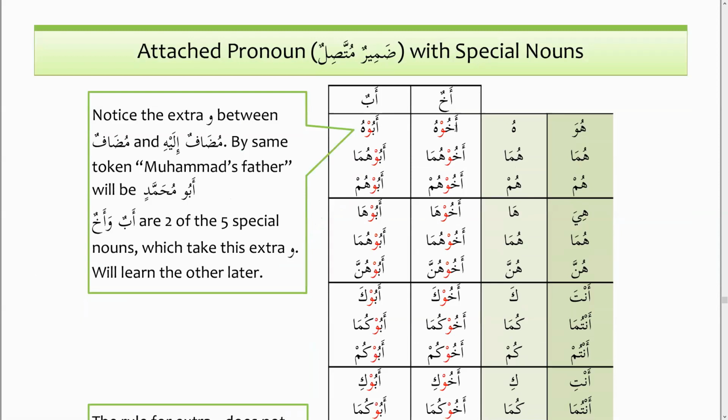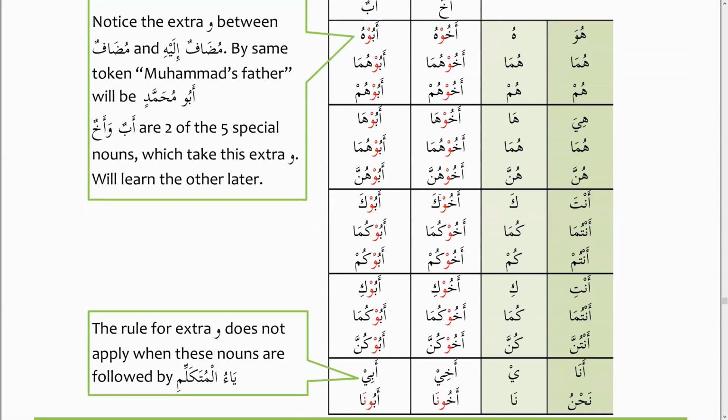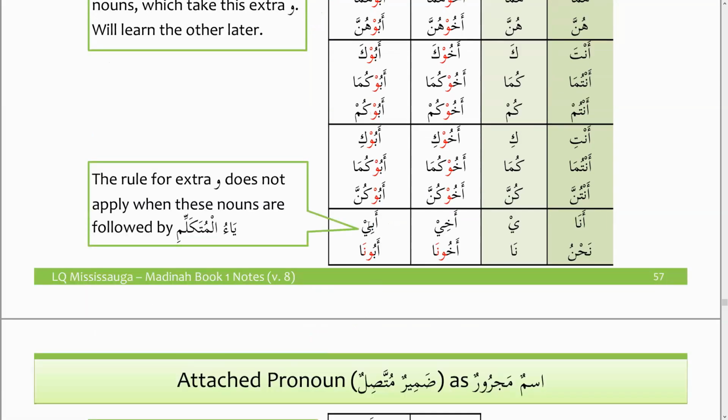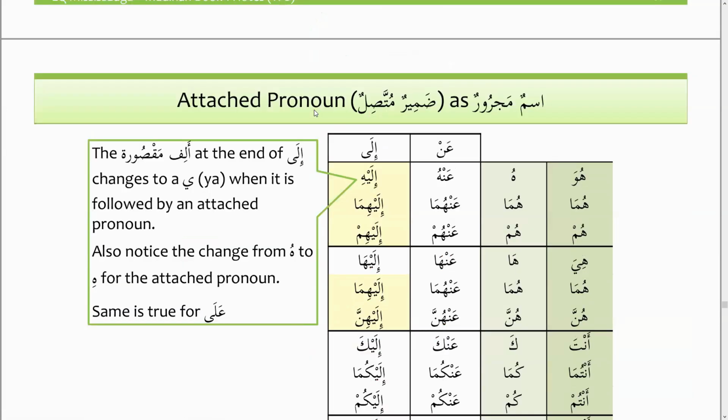There are 5 special nouns. Akhuhu, akhuhuma, they get a waw. Akhuha, akhuhuma, akhuhunna, akhuka, akhukuma, akhukum, akhuki, akhukuma, akhukunna, akhi, akhuna, abi, abuna. Abi is actually abui, right? So they are abun, akhun, famun, hamun, and zu. There are 5 asmaul khamsa, called the 5 special nouns, where they become marfu with waw, mansub with alif, and majrur with ya. Inshallah, we'll learn more in future classes, right?